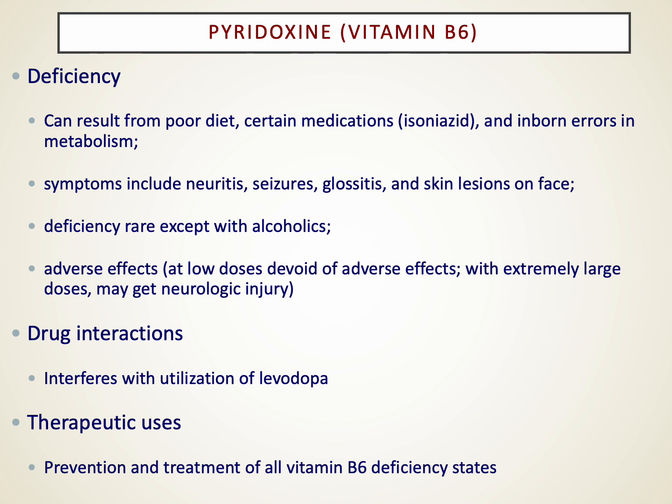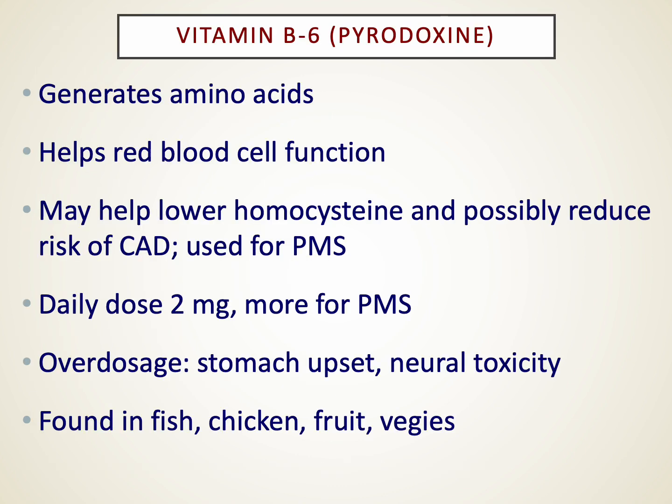It also might interact with patients with Parkinson's who might be on levodopa, but that's usually not clinically important. And we use it to prevent or treat vitamin B deficient states. Most importantly, we'll give pyridoxine for patients who are on isoniazid to prevent nerve injury. B6 is involved in generation of amino acids and cellular function, but also in nerve conduction as well.